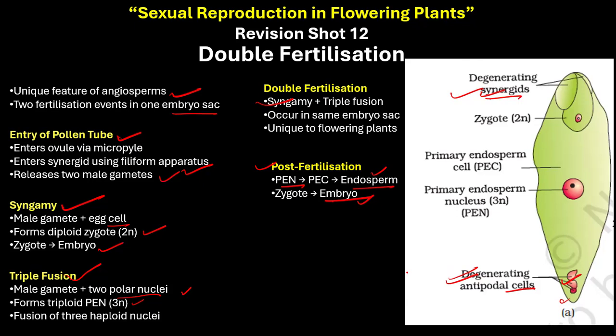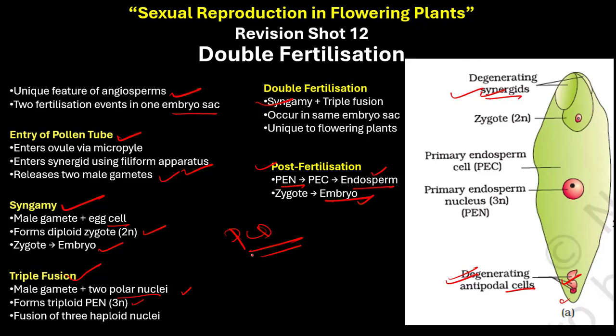Now, how do these cells degenerate? There's a process which we call PCD, that is programmed cell death. Programmed cell death is a genetically controlled process. It's not accidental death. It is initiated by the body for the degeneration of these synergids and antipodals.